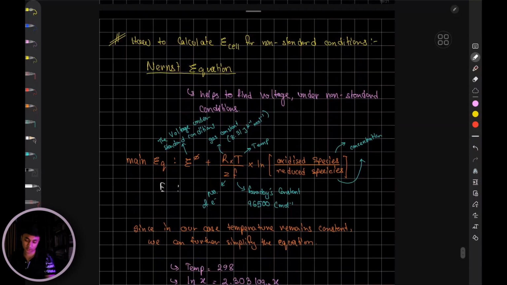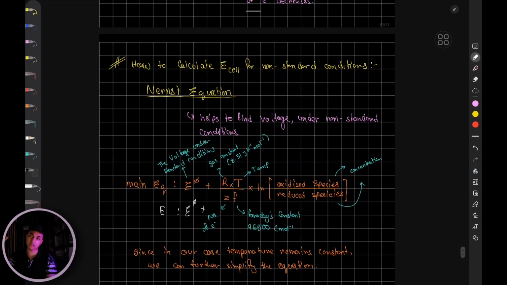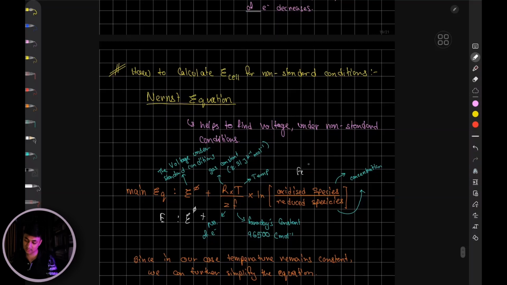So now in our case, you're going to add E naught, that is electrode potential under standard conditions, plus the gas constant R times temperature divided by number of electrons times Faraday's constant, right? Times ln function of oxidized species divided by reduced species. That is why I mentioned what the oxidized species are going to be and what the reduced species are going to be. So in our case, the oxidized species are Fe3+ and reduced species are Fe2+. So you're going to plug in the concentration of either. So ln of concentration of Fe3+ divided by concentration of Fe2+.